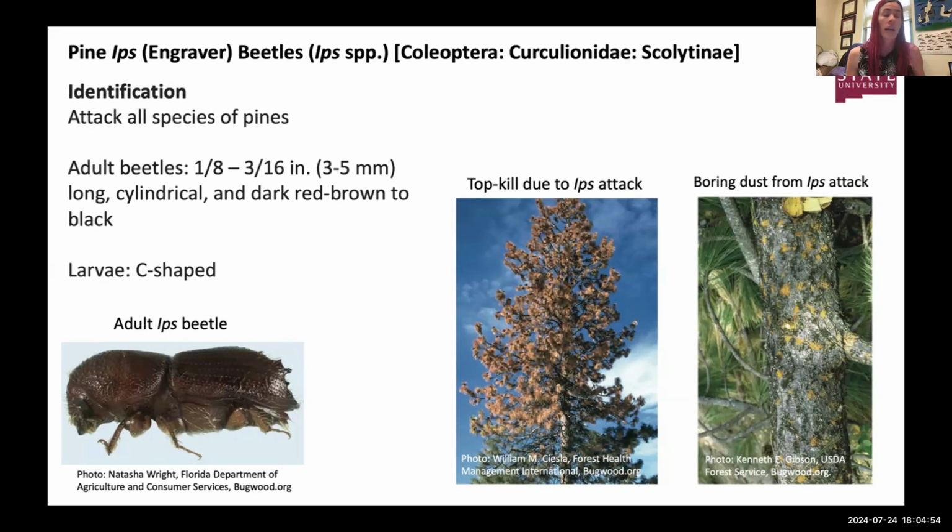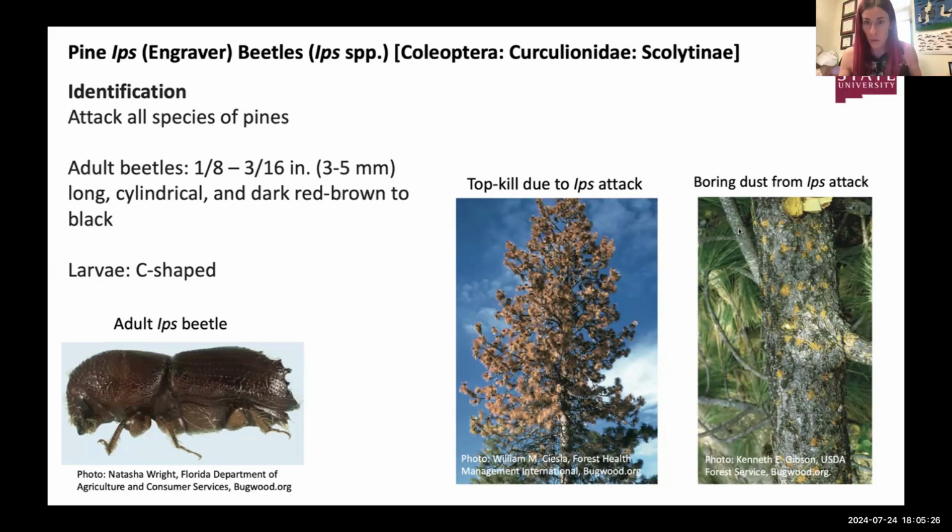Anyway, these beetles attack all species of pines. They are cylindrical looking. They're pretty small, 3 to 5 millimeters long, kind of dark in color. The larvae have this C-shaped body, but what you're really going to see is the damage of what they do. Here's this top kill due to Ips attack. So the top of the tree starts to die.